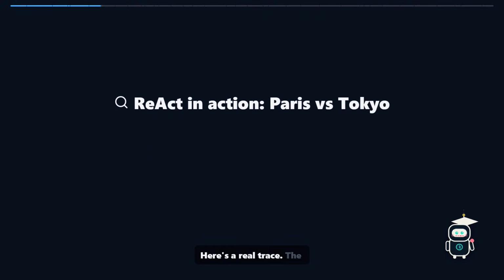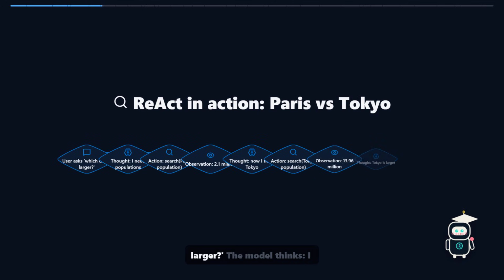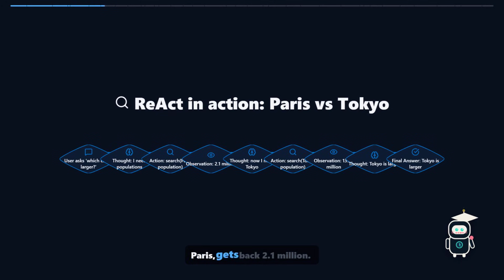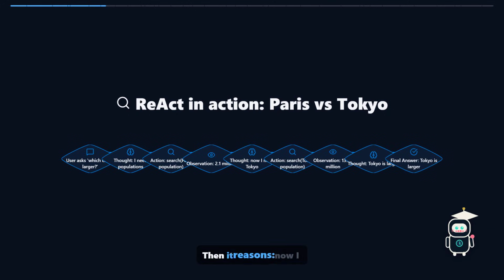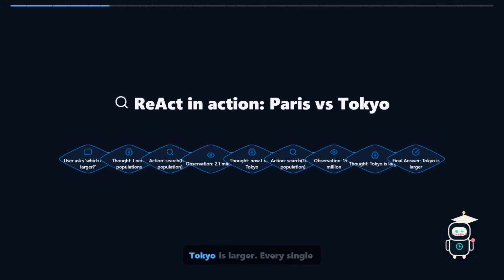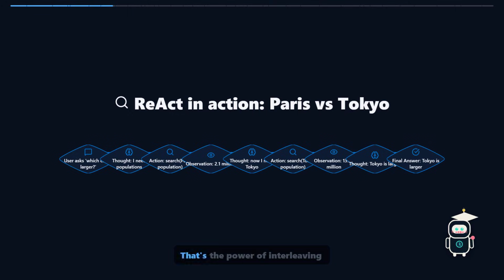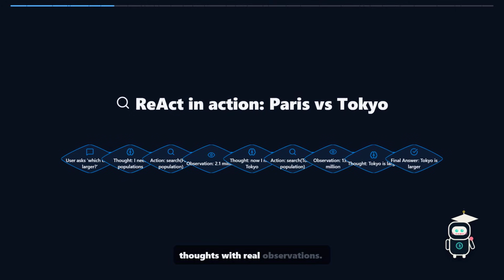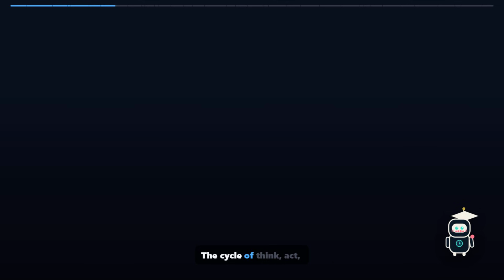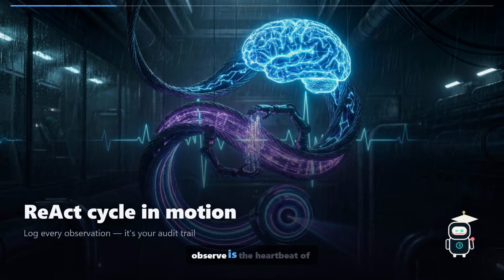Here's a real trace. The user asks, which city is larger? The model thinks, I need populations. It searches for Paris, gets back 2.1 million. Then it reasons, now I need Tokyo. Searches again, finds 13.96 million. Finally, it concludes, Tokyo is larger. Every single number in this chain came from a live search, not from the model's flaky memory. That's the power of interleaving thoughts with real observations. The cycle of think, act, observe is the heartbeat of many modern AI agents.